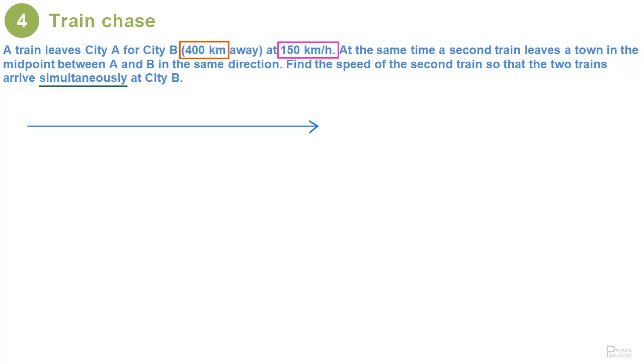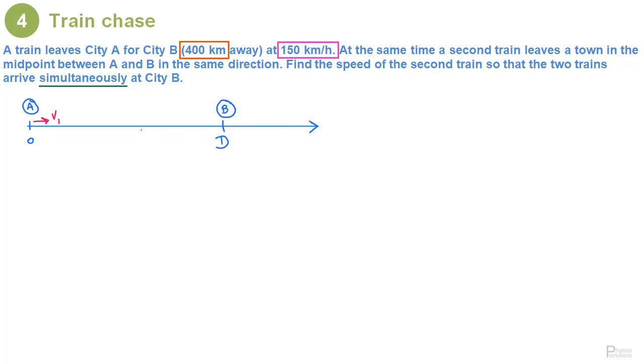We select the 0 somewhere, we can put it here. This is x equals 0, and we put city A here. So we choose the coordinate so that x equals 0 is at city A, and city B is somewhere on the line, right there. And we know the distance between these two cities, so let's call this big D. This is 400 kilometers. We know that the first train is traveling at some velocity. We're given that velocity. Let's call this v1, is 150 kilometers per hour.